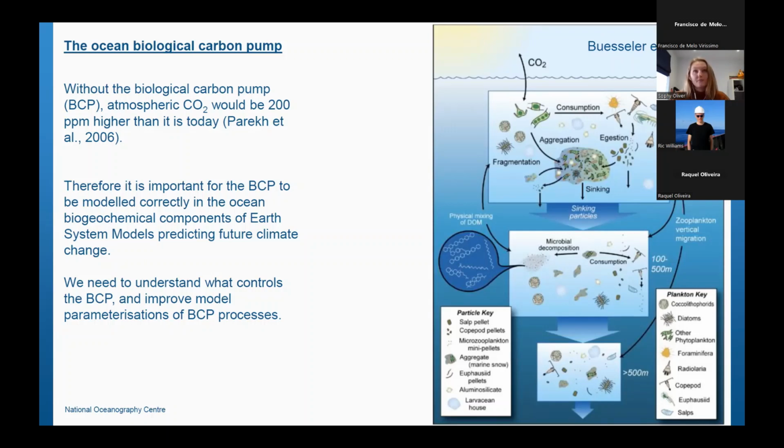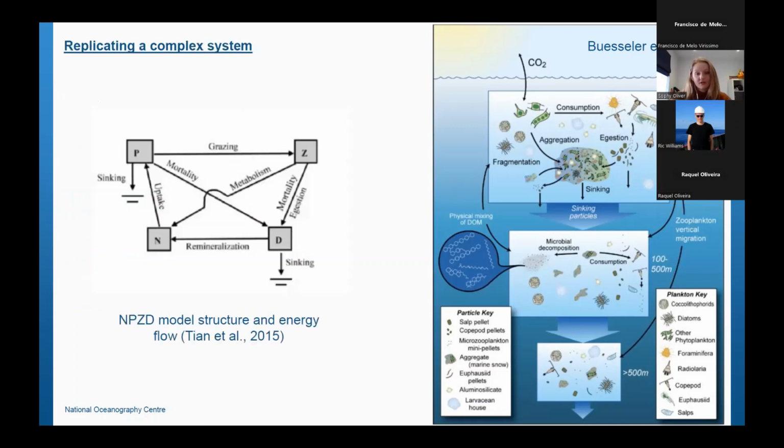So a lot of my PhD was looking at the parameters that we use in the models associated with the biological carbon pump and how to improve them, so that we get model outputs closer to observations and therefore a better model. Ocean biogeochemical models essentially try to take all of this complex stuff on the right and simplify it into something feasible that we can model.